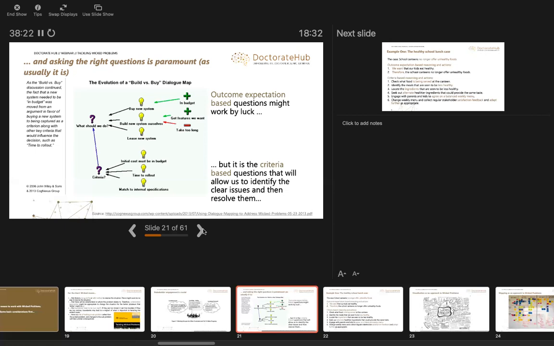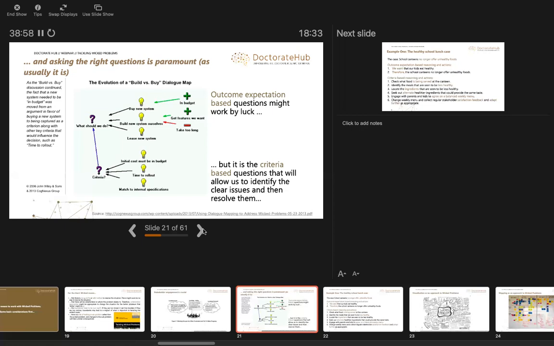But we might also follow a different way of thinking and have a different lens, which works over criteria-based questions that will allow us to identify the clear issues and then to resolve them. Like the initial cost must be in the budget, as a criterion. So what can we get within that budget? How far can that budget get us? What are the budget limitations in here? Or the time to roll out. Yes, we could buy a new system, but we only have 12 months until we need to use it. So what can we get within 12 months?